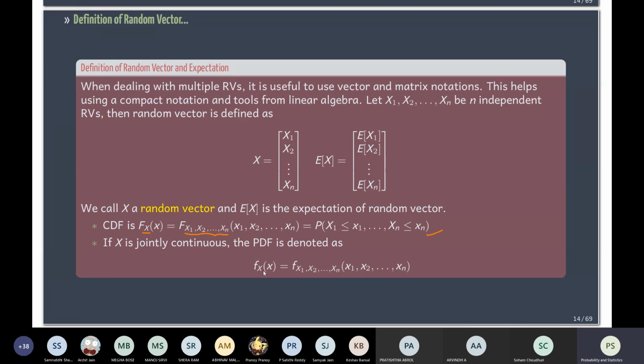And if x is jointly continuous, again, it's just about the notation now. Instead of writing this, I can write this as one vector, which is defined to be like this.